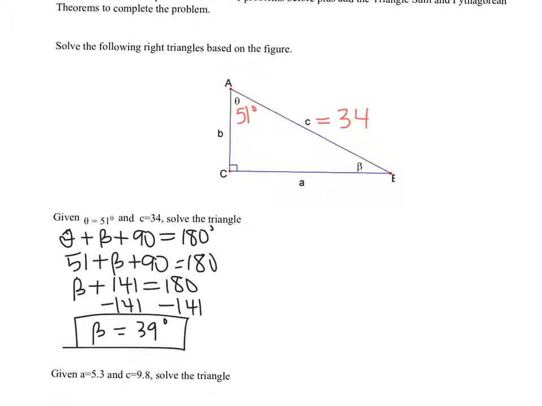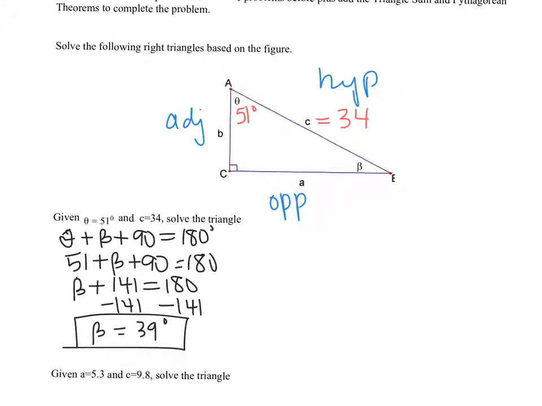Now all that's left is to find our missing side lengths. So we can either solve for A or B first. It doesn't matter. It just depends on which trig ratio you want to use. So if we label our sides, side BC is the opposite side, and side AC is the adjacent, and side AB is the hypotenuse. So I'm going to go ahead and solve for A first. It doesn't really matter which one.